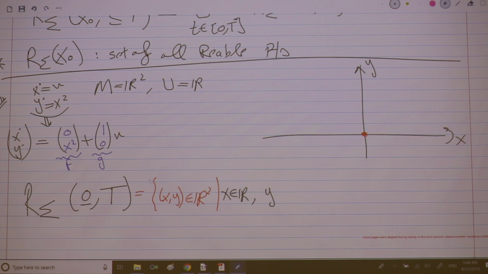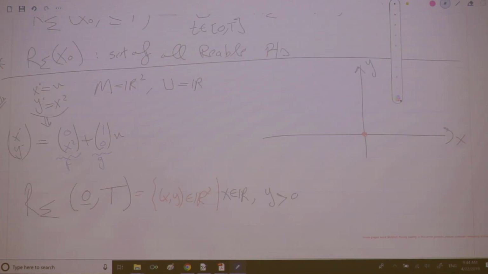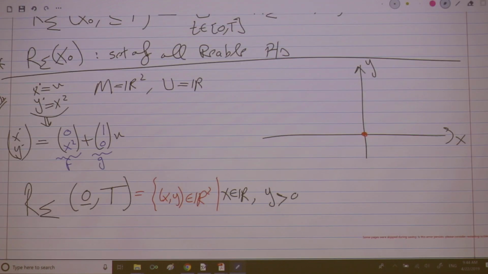Because X can be anything, but Y dot, the rate of change of Y, is always positive. So I can achieve only positive Y. So can you achieve all the positive Y's in exactly time t? For example, I give you this point, 0 and 10. Can you get to 0 and 10 in 1 second? Who agrees that they can do it? Who doesn't agree, no, I cannot do it?